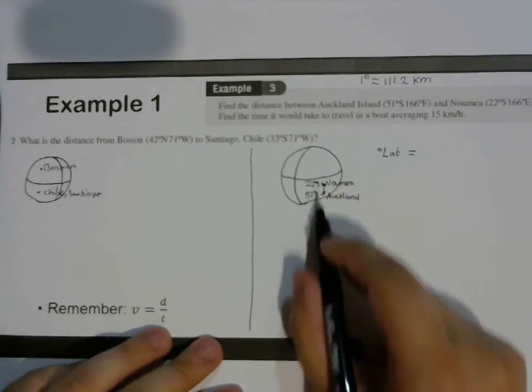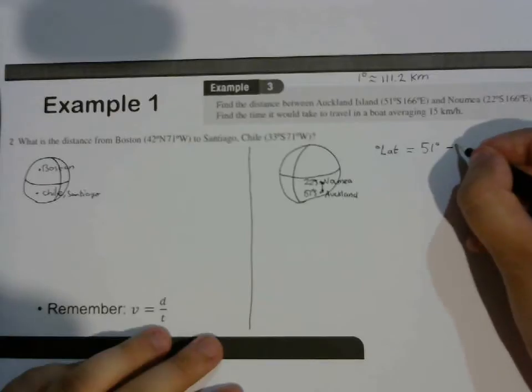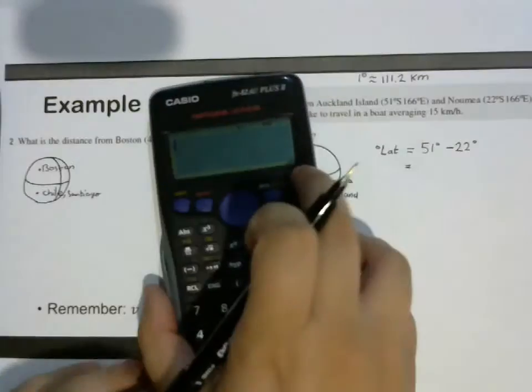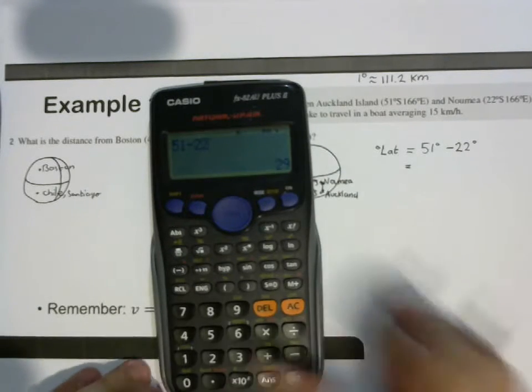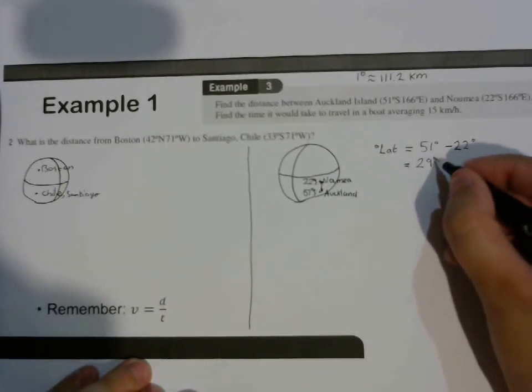To do that, we're going to take them away. So I'm going to have 51 degrees minus 22 degrees, which of course equals, and I might grab my calculator here just to double check, 51 minus 22 equals 29. So the degrees latitude is 29 degrees.